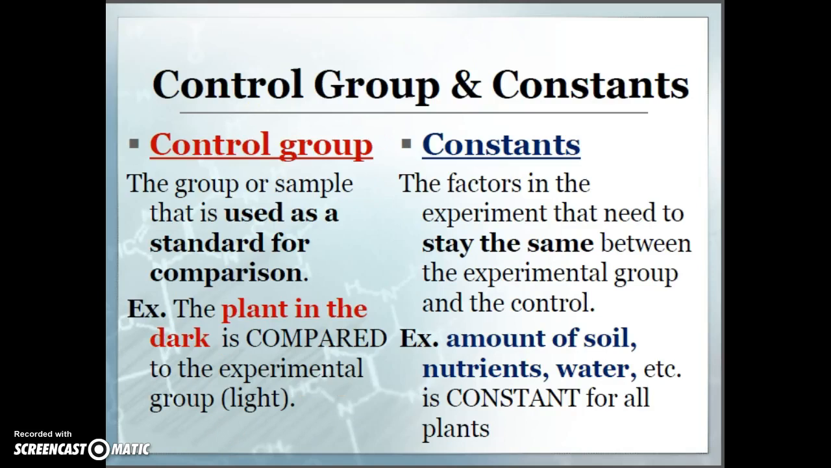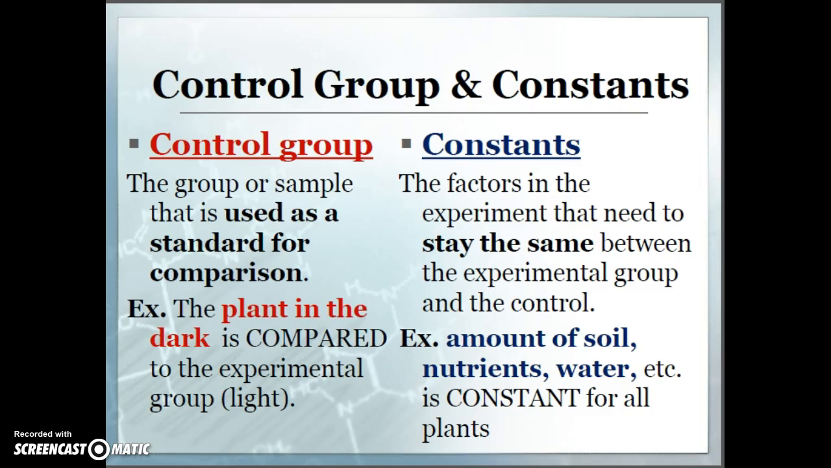And we had our group that we were making changes to. We called that the experimental group. But we need a group to compare that group to see if our independent variable caused a change. So we call that a control group. It's used for comparison. It's used as a standard. So we would compare our different amounts of light to a plant that's in dark. It didn't receive any light at all.